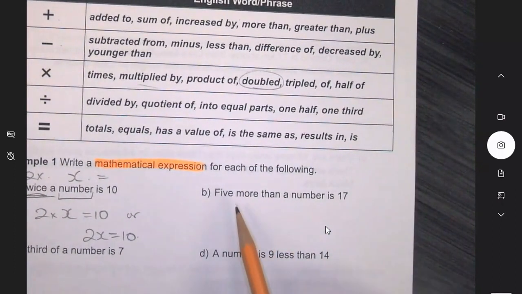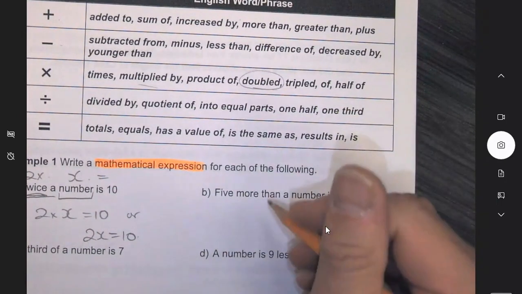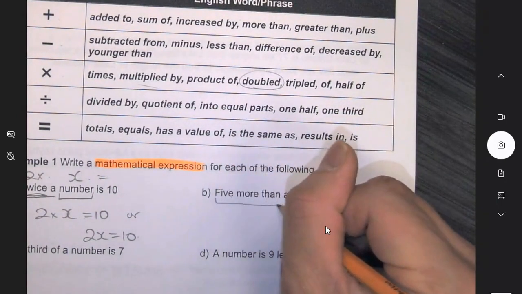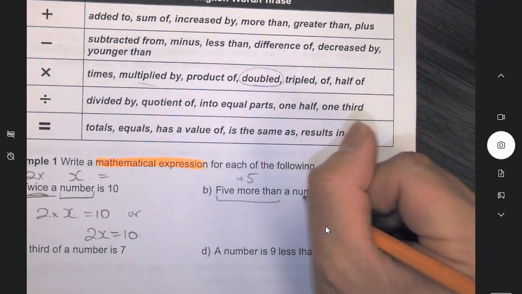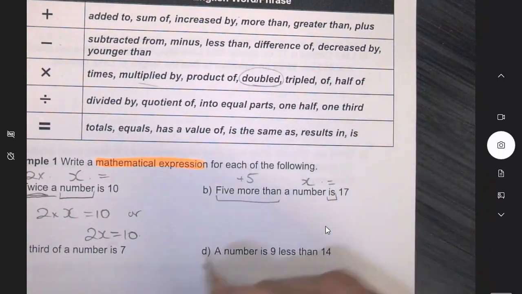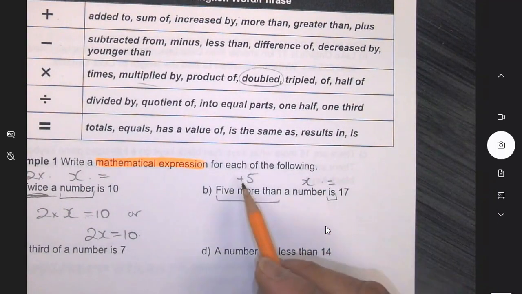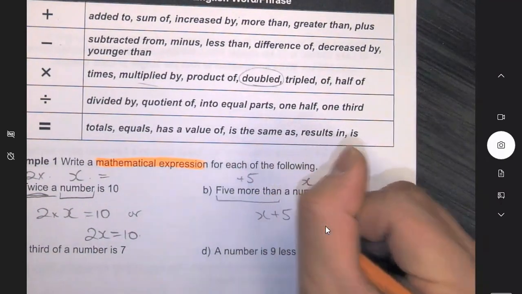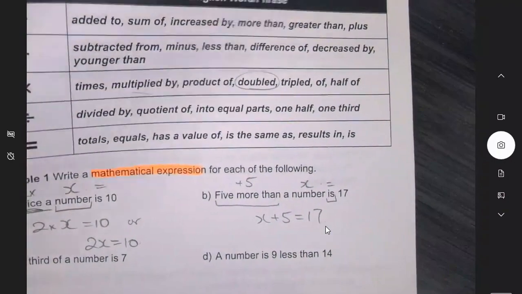Now, this example here, 5 more than a number is 17. So again, 5 more than means 5 plus or plus 5. A number, it's x. Is means equal. So if you have a number, x, and you have 5 more of that, is 17. So x plus 5 equals 17. Okay? So basically, that's what you do on this page here.